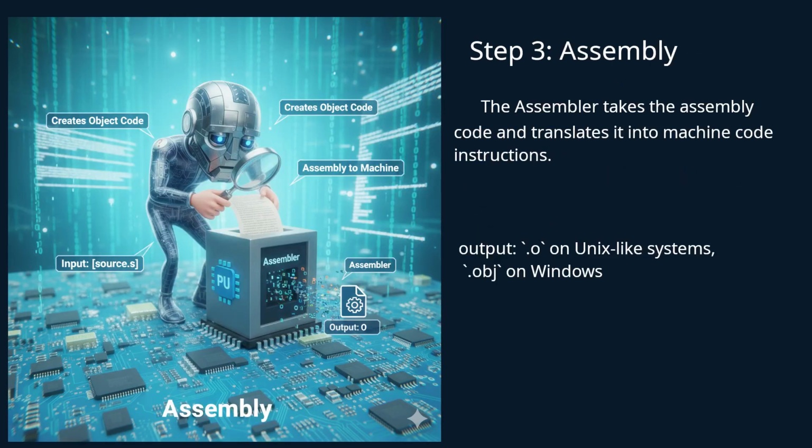The third stage is assembly. The assembler takes the assembly code and translates it into machine code instructions. These instructions are packaged into a relocatable object file for the linker. The assembly mnemonics like mov, add, jump are converted directly into binary machine code. The object file contains the machine code, data, and symbol tables that list the functions and variables defined in the file and those it references from other files. The output is an object file. Example, .o on Unix-like systems, .obj on Windows.